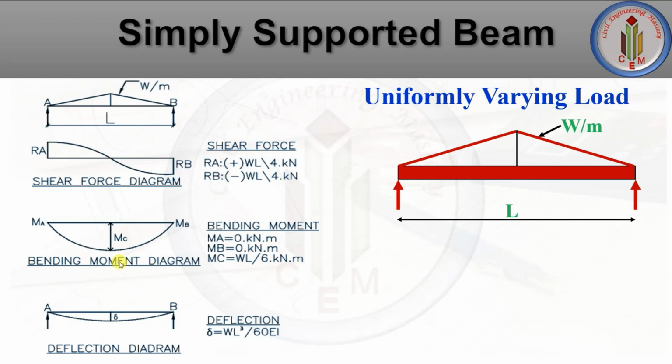Next one is bending moment diagram. MA and MB are 0, and at the midpoint the bending moment will be maximum. So MC is WL by 6 kilonewton meter. For uniformly varying load, to calculate the bending moment, the formula is WL by 6. And then deflection. To calculate deflection, the formula is WL cube by 60 EI.